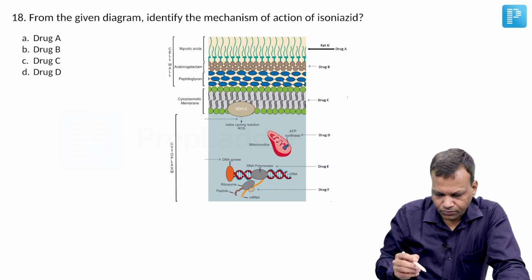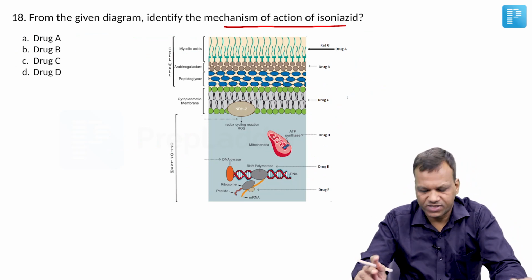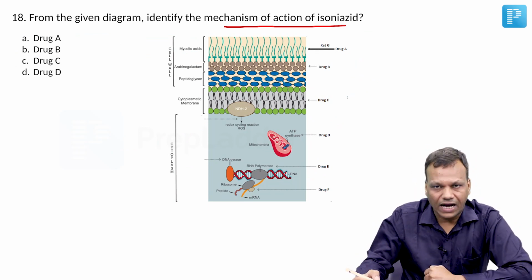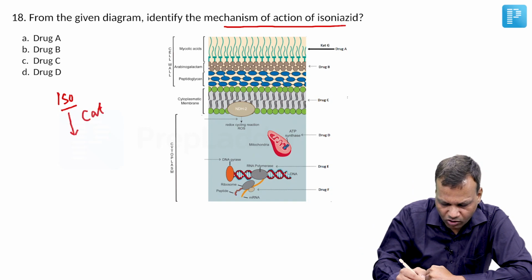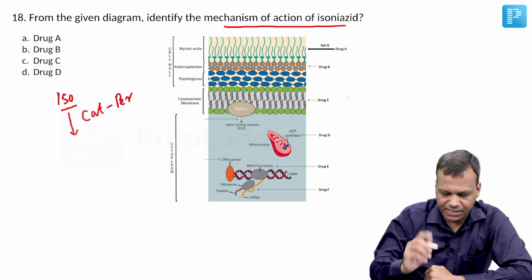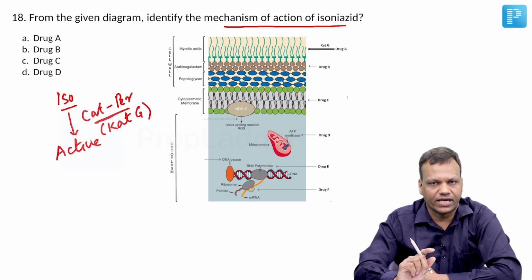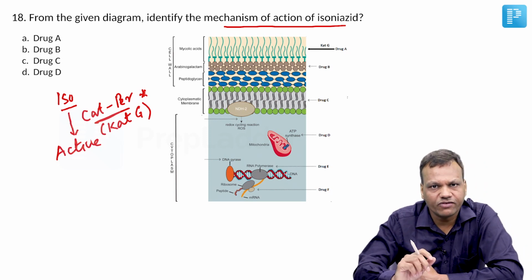Here they are asking, from the given diagram, identify the mechanism of action of isoniazid. So basically they want to ask the mechanism of action of antitubercular drugs. Isoniazid is a prodrug. It is metabolized by an enzyme called catalase peroxidase, which is the bacterial enzyme. It will convert it into active product. And this enzyme is synthesized by a gene known as KatG. So KatG will activate isoniazid. If there is mutation in KatG, isoniazid will not be active, so it will become ineffective.